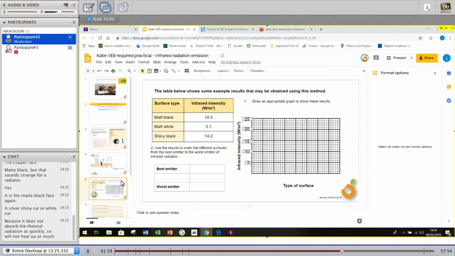Now for this one, you've got to plot the graph. Okay, so it's a very simple graph. It's only got three things that have got to go on it. Okay, remember it's categoric data, so it's going to be a bar chart. Okay, so I would suggest using the rectangular shape thing for plotting your bars.